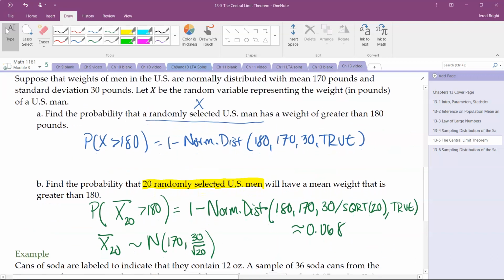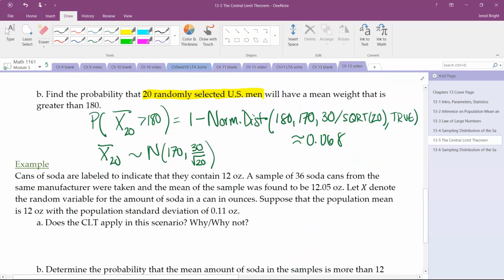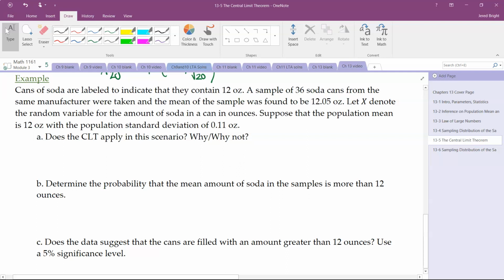First one, be careful, you don't always need to use the CLT. You can just use our knowledge of the normal distribution. Okay, next example. I want you to read it through and answer part A on your own. Resume the video when you're ready to discuss or listen to the answer to part A.